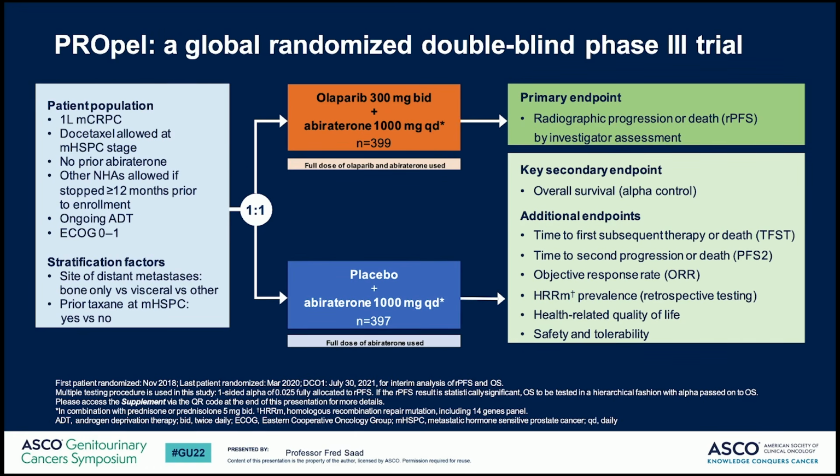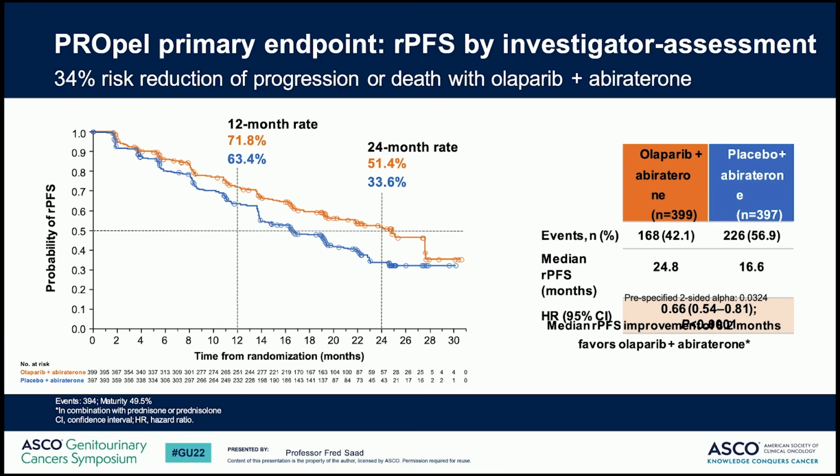PROPEL, another trial looking at the same concept, olaparib plus abiraterone versus placebo plus abiraterone. rPFS was the primary endpoint by investigator assessment. OS was a secondary endpoint. These patients were allowed to have docetaxel in the hormone-sensitive state. They could not have prior abiraterone. They could have had another NHA. And the question about sequential NHAs is, I think, very, very difficult in this situation. We don't have good data, but it was relatively a small number of patients.